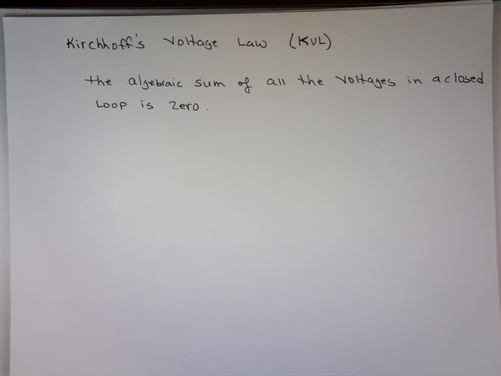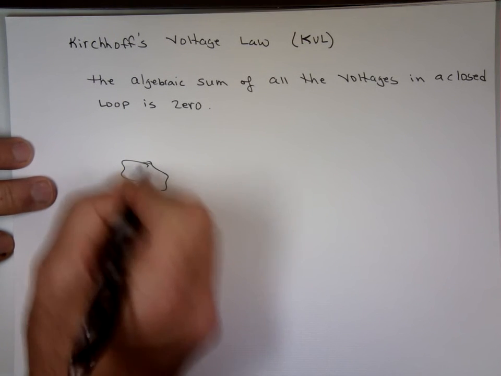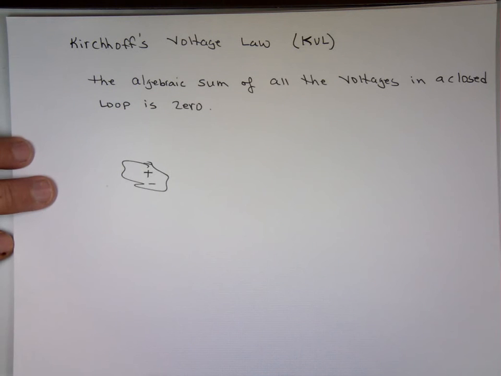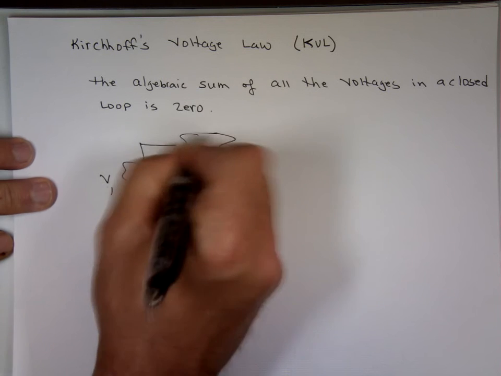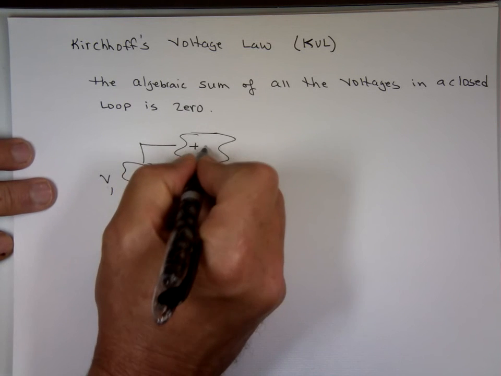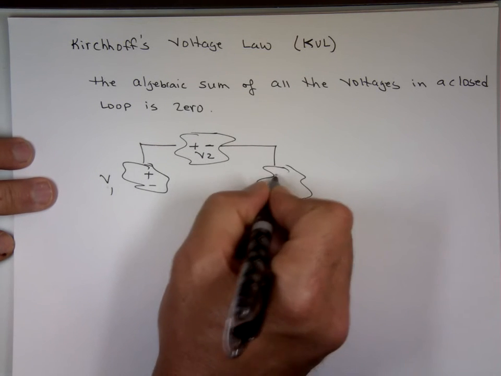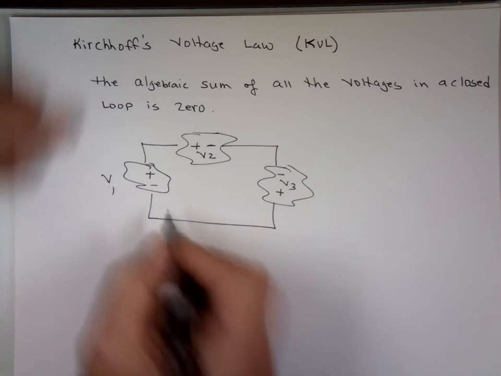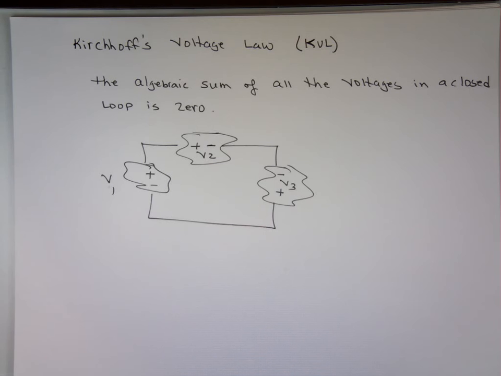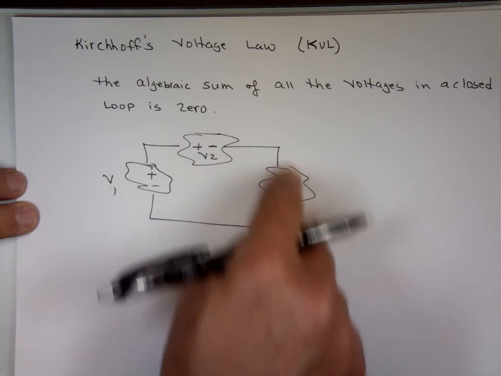So for example, if I have here plus to minus, I'm not telling you what that is, we'll call it V1, plus to minus V2, minus to plus V3. I made them crazy shapes. I don't want to know what's in them, something attached there. Notice this is a closed loop, so you can start from one point, go around, and come back to the same point. And it doesn't matter which direction you go.